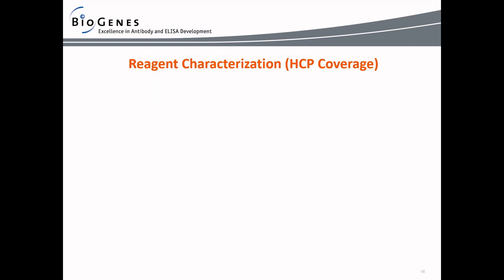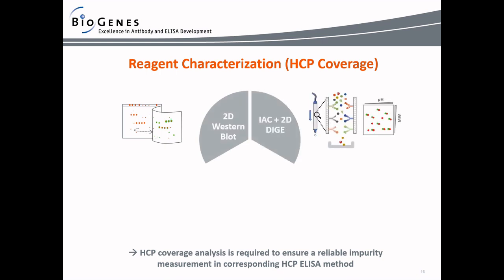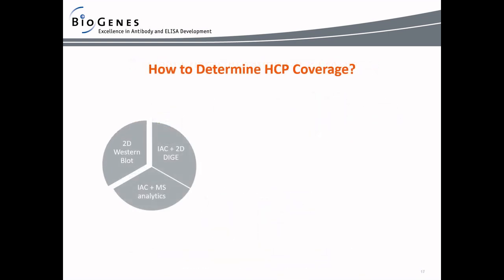The last step is the reagent characterization, also known as HCP coverage. The HCP coverage analysis is required to ensure a reliable impurity measurement in the corresponding HCP ELISA method. And BioGenes currently recommends several approaches. This is the 2D Western blot, immunoaffinity chromatography, short IAC, and subsequent 2D DIGE, and IAC in combination with mass spectrometry, short MS. I will start with the 2D Western blot.